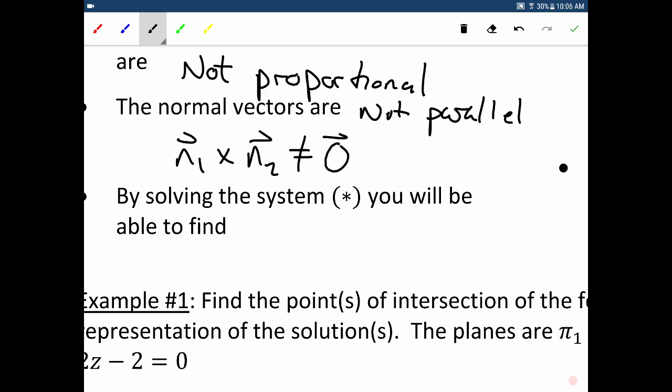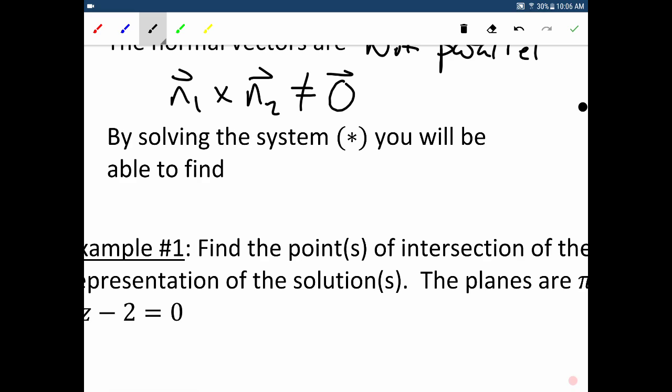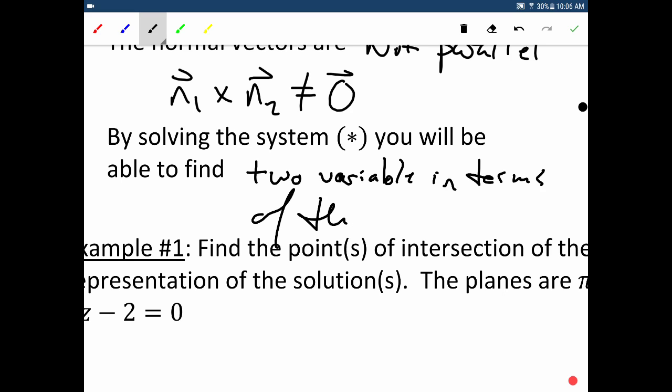If you want to quickly check and find out, that is an easy way to do it. By solving the system, which we'll call star, I don't think I wrote it out as star this time, but you get the idea, what you'll get is two variables in terms of the third.